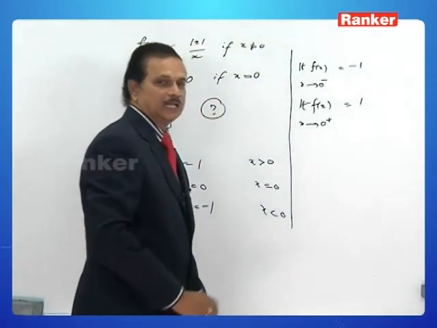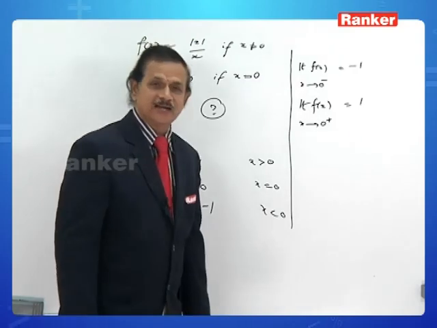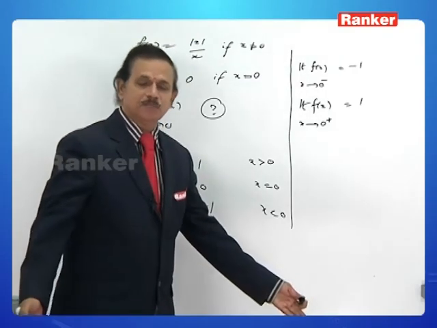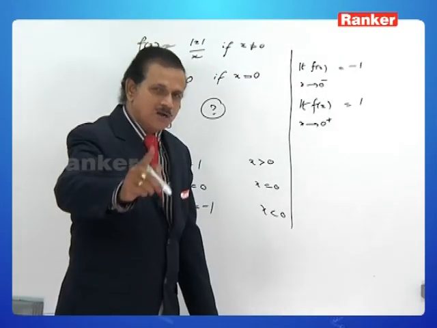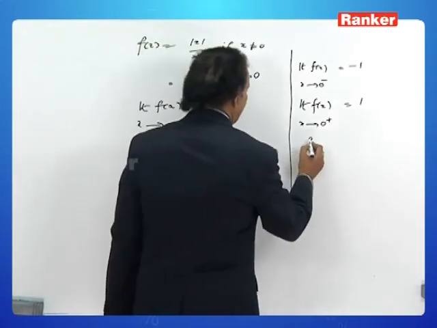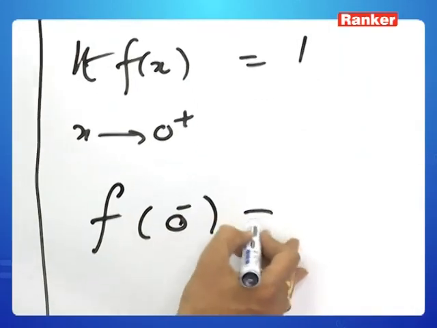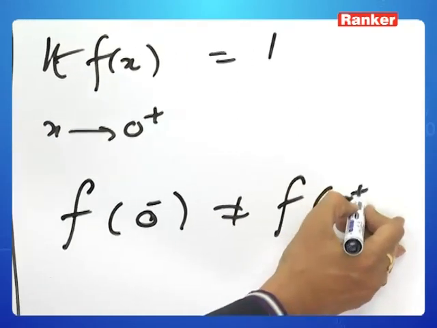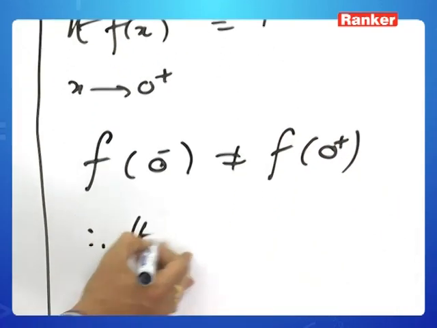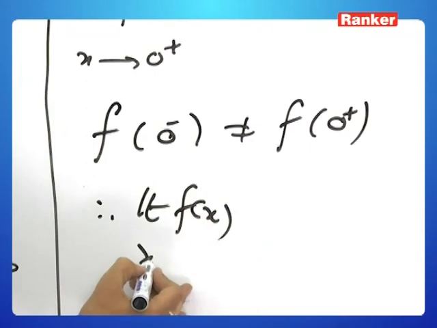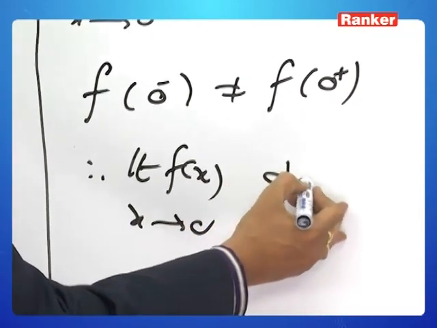What can you say? Left hand limit is minus 1. Right hand limit is plus 1. Both of them do exist but are not equal. Therefore, f of 0 from left is not equal to f of 0 from right. Therefore, limit of f of x as x tends to 0 does not exist.